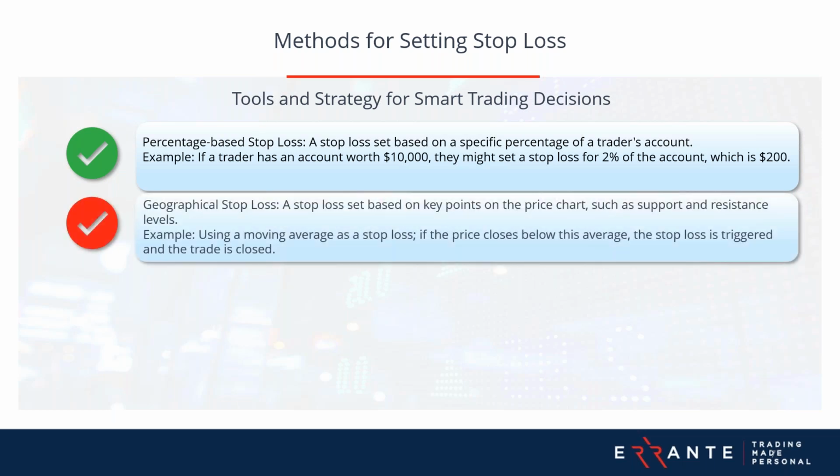Cool. Next, we have the geographical stop loss. This method uses key price points on a chart, such as support and resistance levels, to set stop losses. For instance, if using a moving average as a stop loss, you might set the stop loss order just below a moving average if you are in a long position. And if the price drops below this moving average, the stop loss triggers and closes the position, minimizing potential losses if the trend reverses.